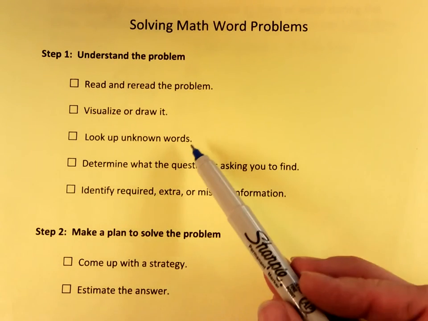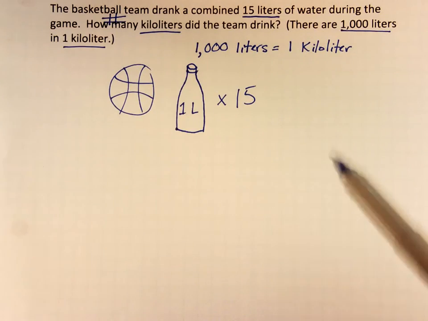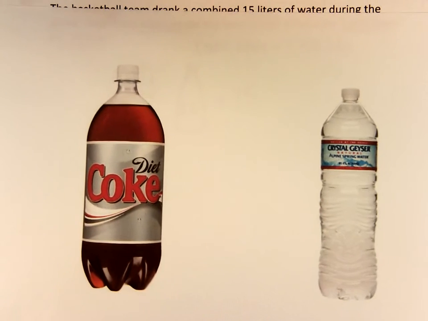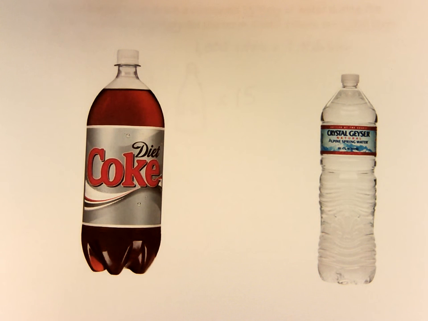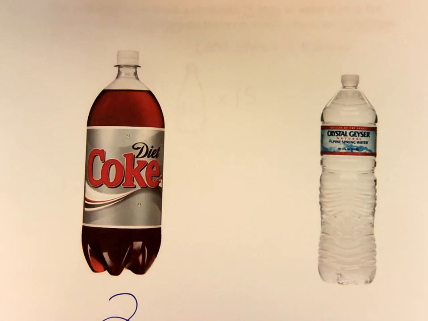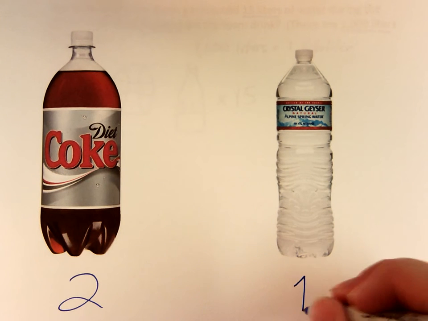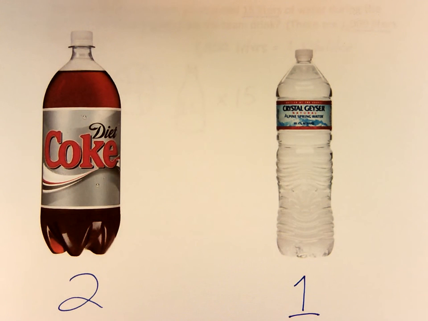Next it says to look up unknown words. Well, let's say that you did not know what a liter was. You could look in your math notes, math book, or you could Google it. And I went ahead and Googled it and printed out a picture for you. When I put in liter and then hit on images, these are some examples that I got. We're most used to seeing liters like this. This is a 2 liter of soda. And then I scroll down a bit further and it brought me this picture. This is a 1 liter. It's basically a very large bottle of water. So that gives us a good idea of what a liter is.